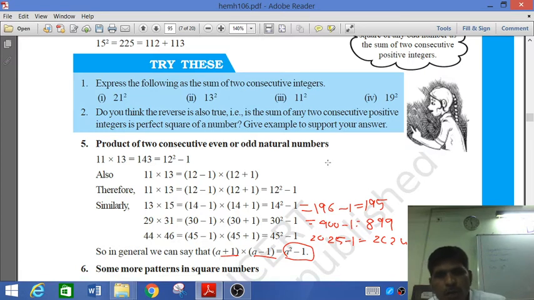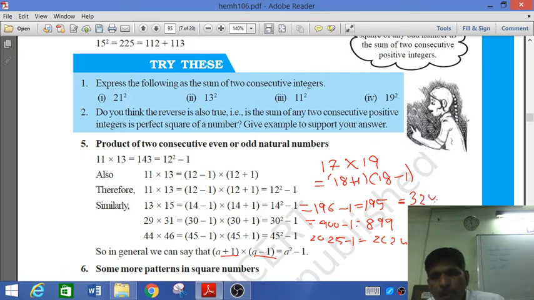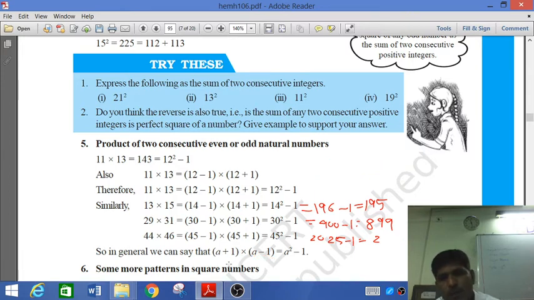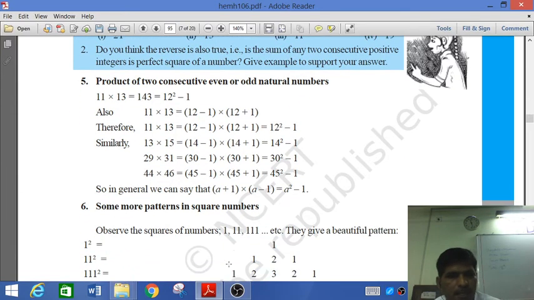So if I ask you to find the multiplication of 17 and 19, then don't multiply it. Just write 18 plus 1, 18 minus 1. Now 18 square you have to remember, 324 minus 1, that is 323. You can get the answer 323. So these are all important patterns related to square and square root. It should be asked in government exams. Government exams, wherever they are, have this type of sums.